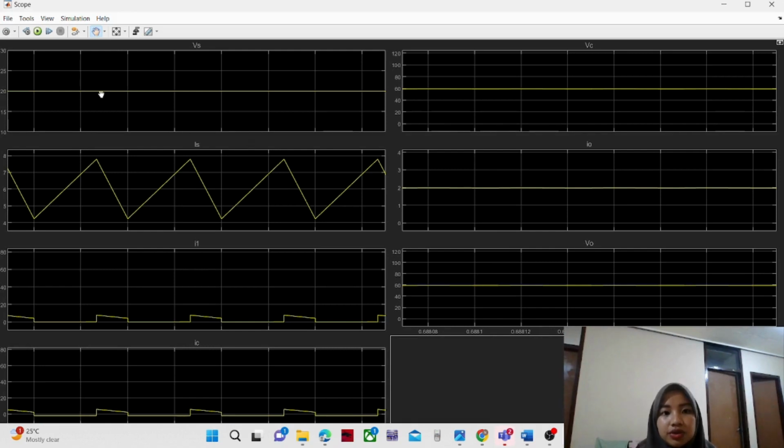For the VS, it shows 20 volt, and the pattern for the I1, IC is quite similar to the answer that was in the slide before. And for the VC, IO, and V out, the VO stands at 60, IO stands at 2, and VC shows us the value of voltage at the capacitor, which is similar to the V out, the voltage in the load, and the capacitor is similar because they are parallel to each other.